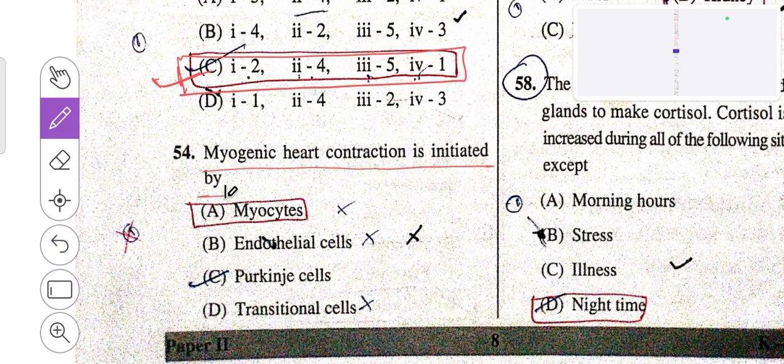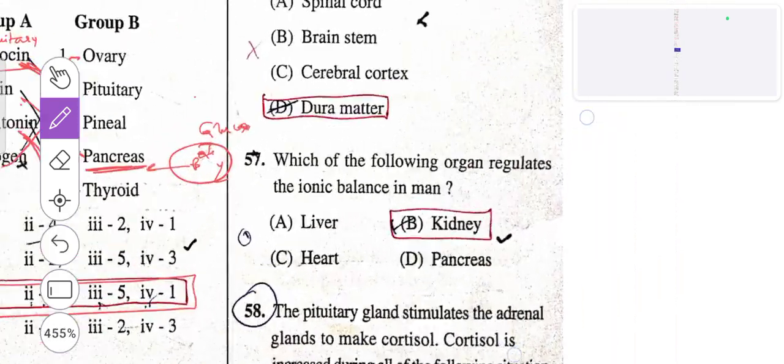So this myogenic heart contraction is initiated by myocytes, the nodal tissues which are present in the heart. These nodal tissues will receive the impulse, and this impulse will be received by the SAN, which is present in the upper part of the right atrium, and that will be passed to the AVN, and the AVN will send a signal to the bundle of His. Then the bundle of His will send a message to the Purkinje fibers. In this manner, the contraction of the heart takes place.